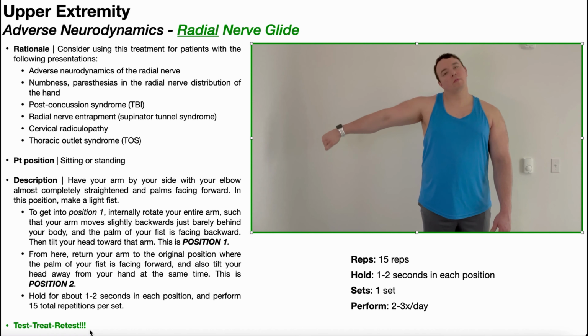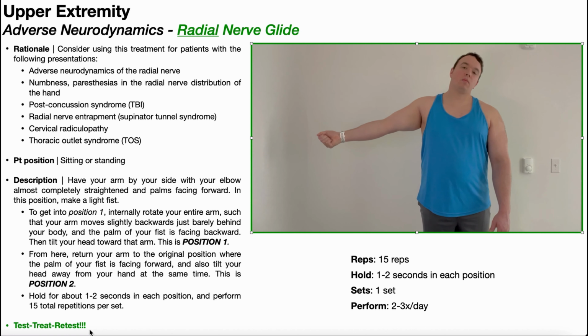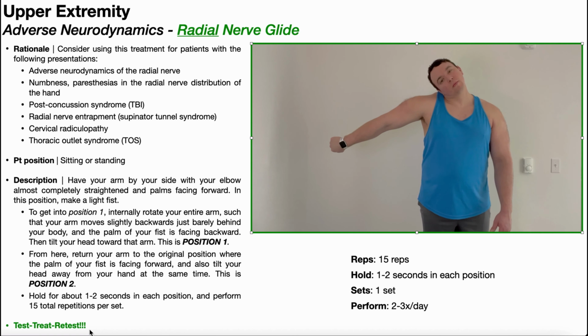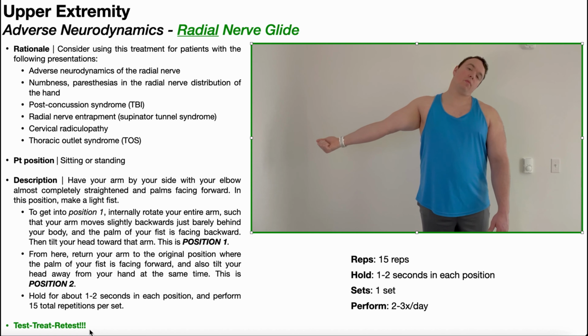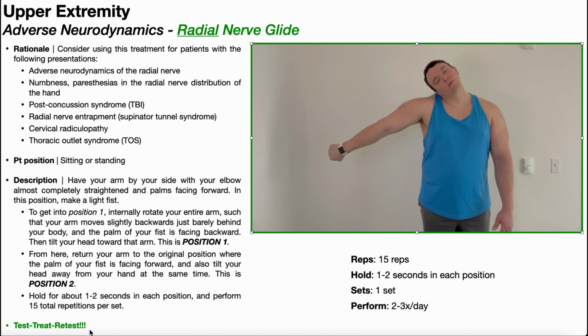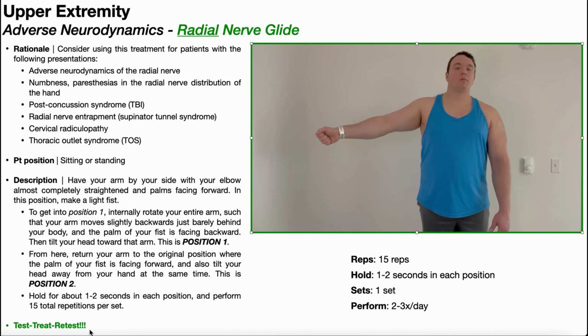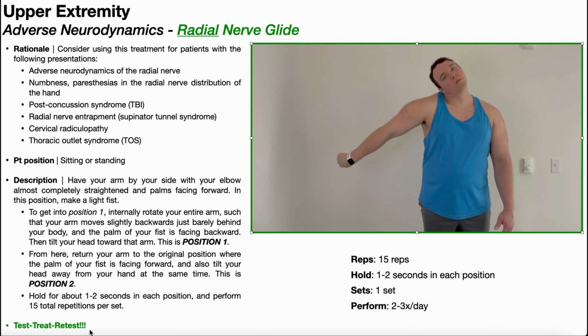If somebody had a positive radial nerve tension test and you gave them this as a treatment, we want to know that the treatment actually made a difference. So we would retest them with the radial nerve tension test with the hope that it would either be negative or there would be less tension.